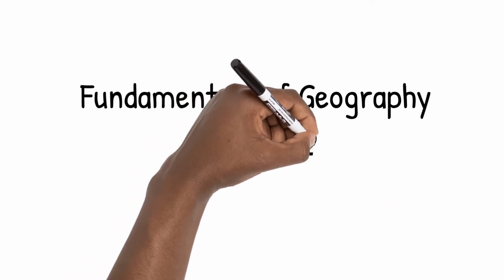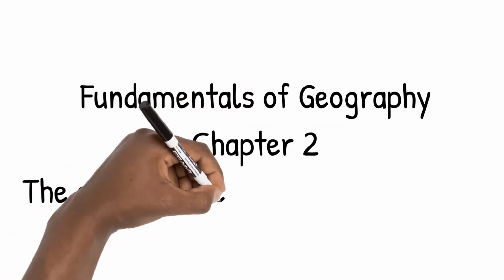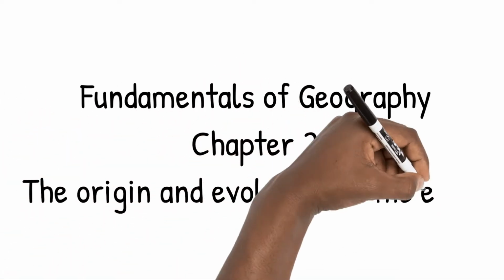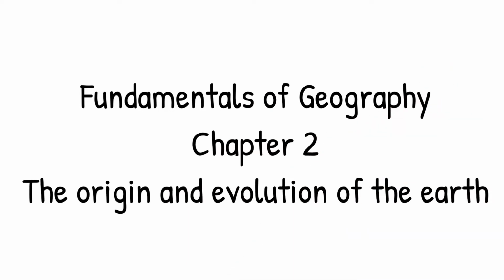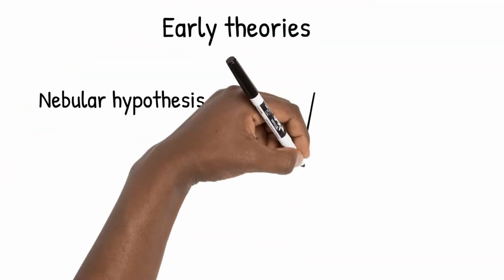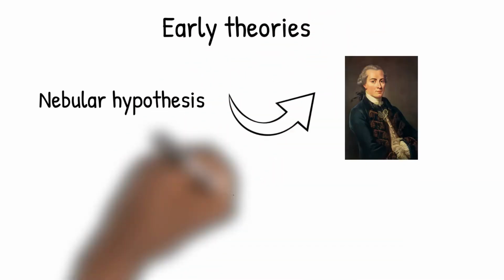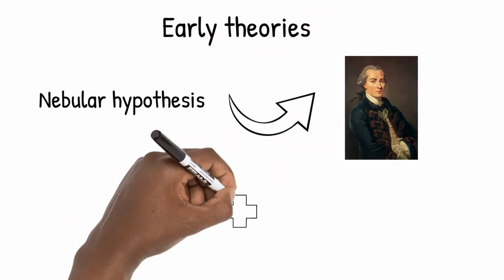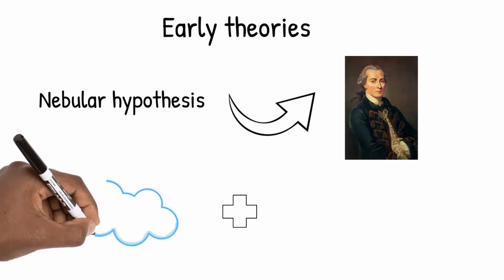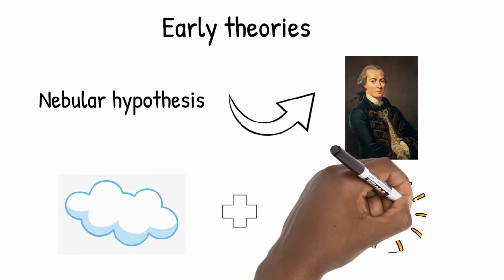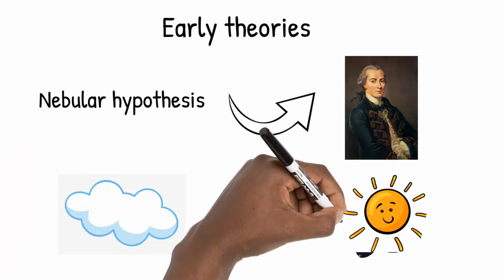Today we'll be going through a quick summary of the origin and evolution of the Earth. First, let's look at the early theories. First theory is the nebula hypothesis theory, which was put forth by Immanuel Kant. It hypothesizes that planets were formed as a cloud of material associated with a youthful sun.